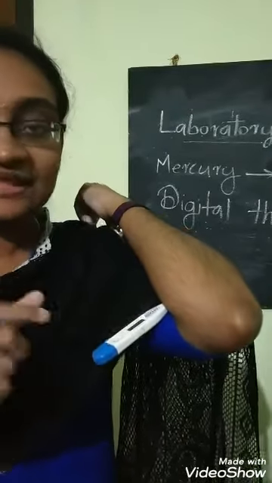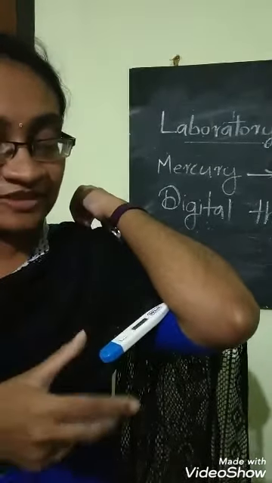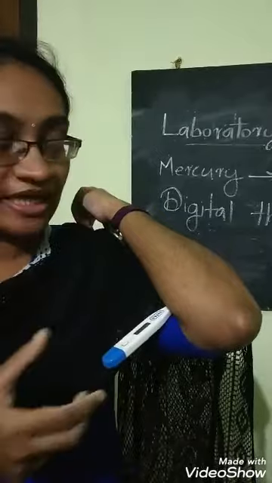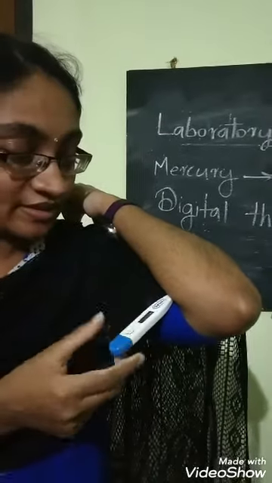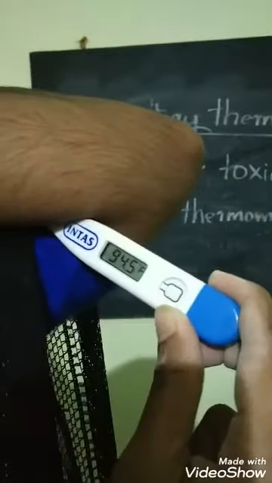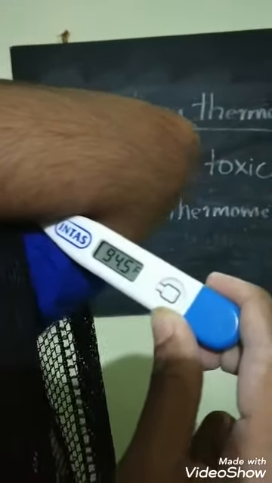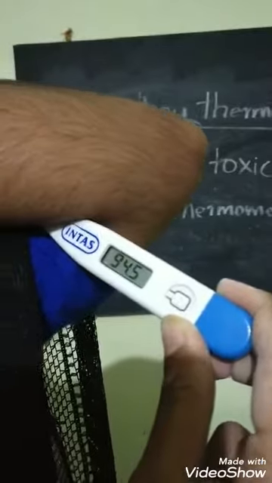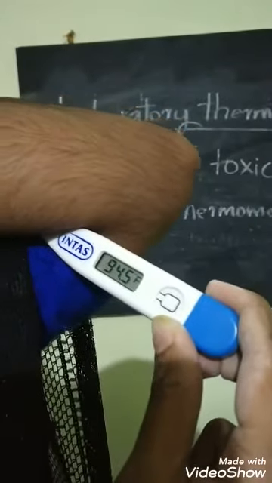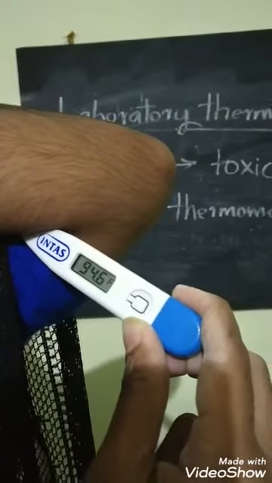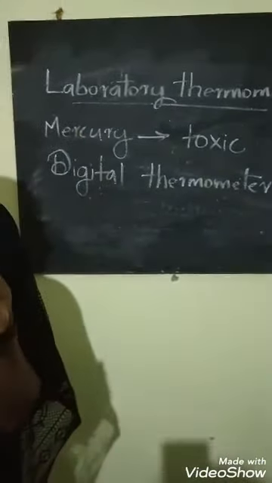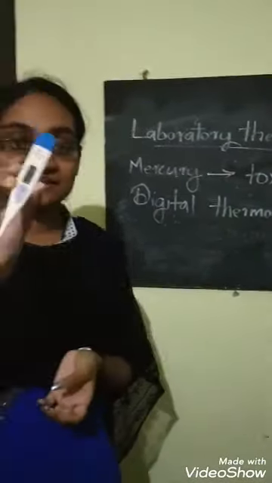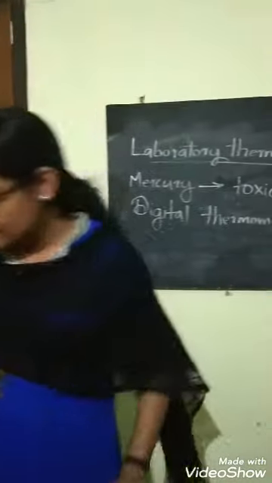So it needs some time, and when I keep this for some time, it starts to beep and we can get a constant reading. Now you can see here it shows 94.5 degrees Fahrenheit. Using this digital thermometer we get the reading in degrees Fahrenheit. So like this we are taking temperature using the digital thermometer, and this is the device. I think it's clear for you.